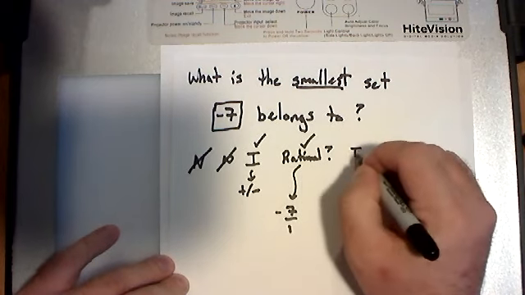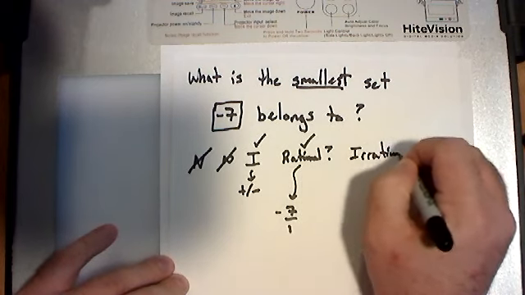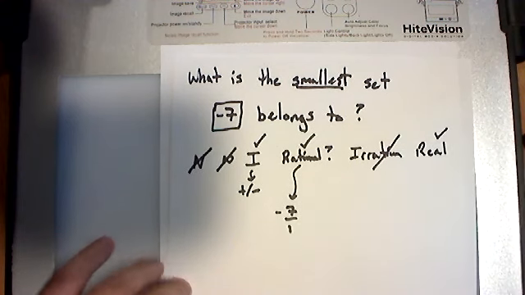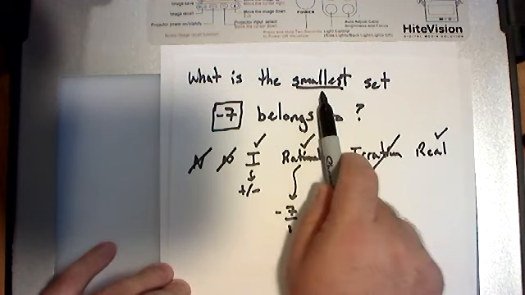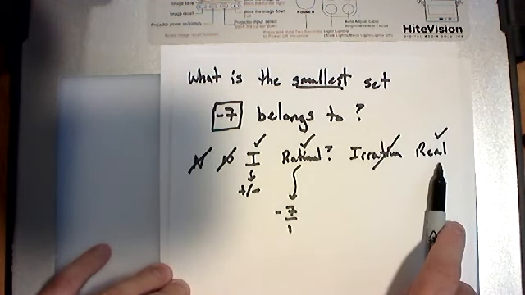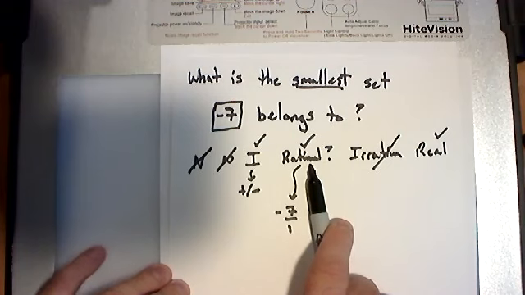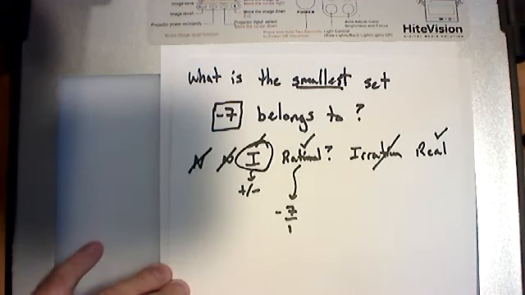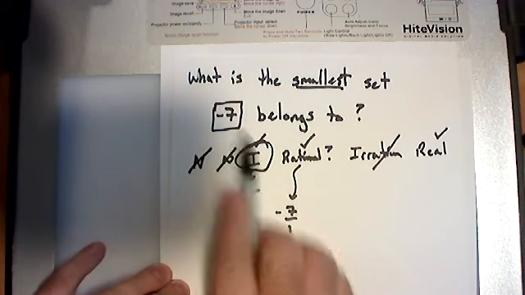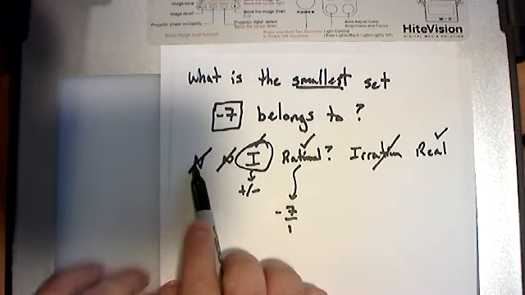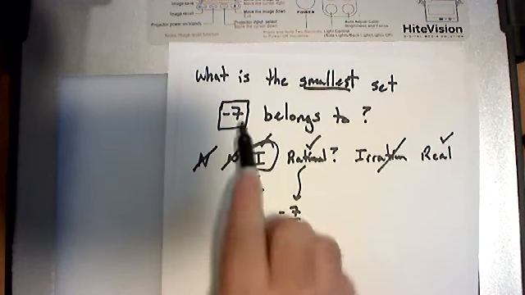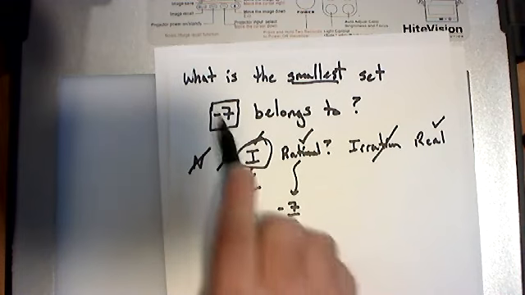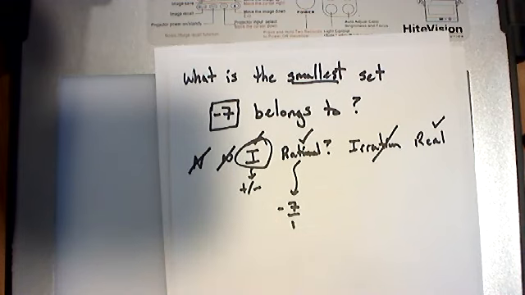If it's rational, it cannot be irrational. So that's out. And is it real? Well, yeah, every number that we're going to talk about in this course is real. So what is the smallest set that it belongs to? The real numbers are the largest set. The rational numbers are the next largest set. The smallest set that this belongs to is the integers. The first set that you find -7 in is the integers. You don't find it in the natural numbers because it's negative. You don't find it in the whole numbers because it's negative. You find it in the integers because that's where the negatives are. Hopefully that makes some sense, guys.